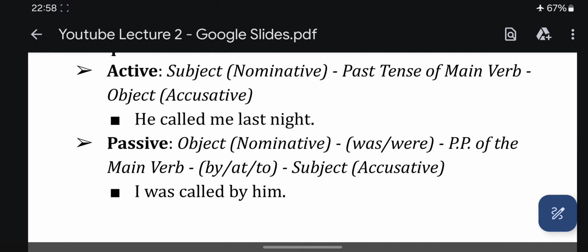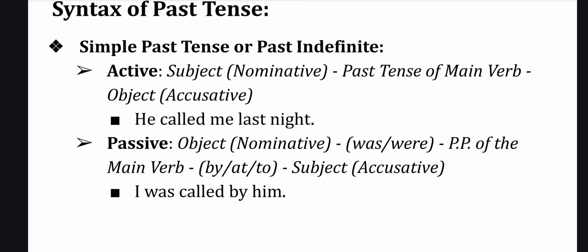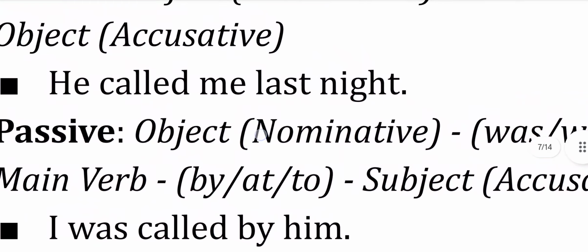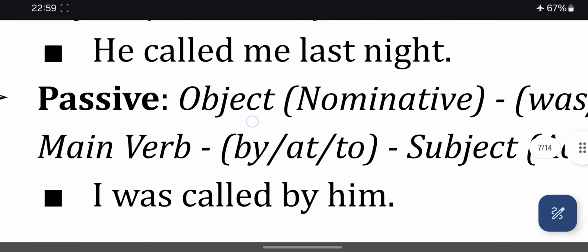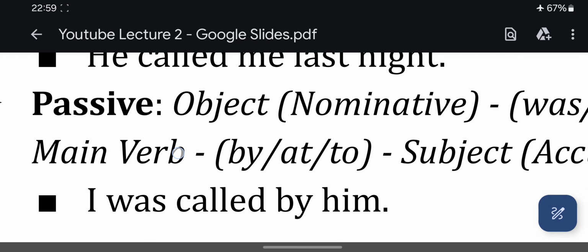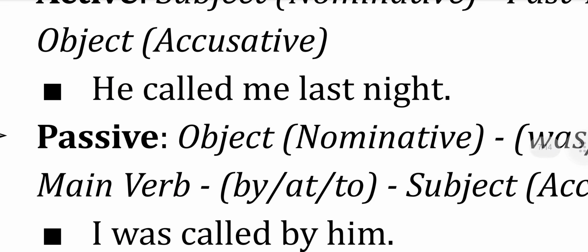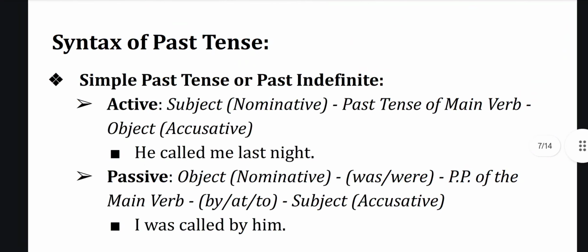So the basic sentence is, he called me. He called me, subject verb object, and I was called by him. That is in the passive. Me becomes I. So the accusative in this active becomes the nominative in the passive, and the nominative in the passive, he, becomes him. So the nominative becomes accusative.